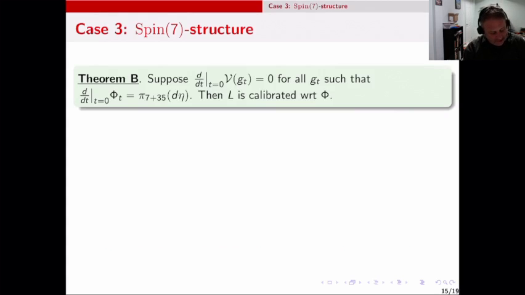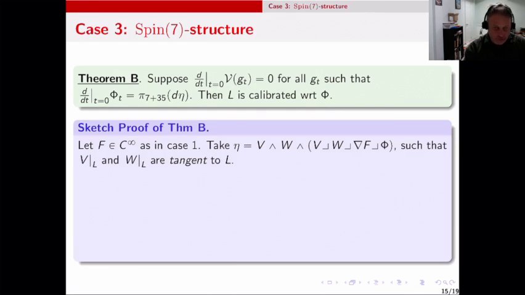Okay? So as I said, it's going to be the following. Suppose that the initial metric g at time 0 is critical for this volume functional with respect to all variations of this form. We vary the 4-form, the Cayley form, in such a way that its derivative at time 0 is the projection of something exact, but only onto the 7 plus 35. No pi 1 part. Okay? If G is critical for such variations, then L has to be Cayley, has to be calibrated with respect to phi.